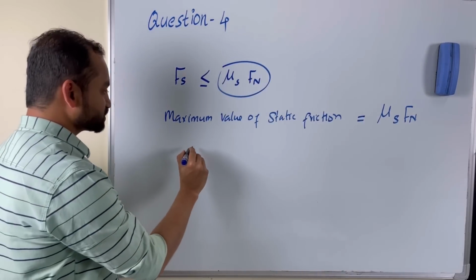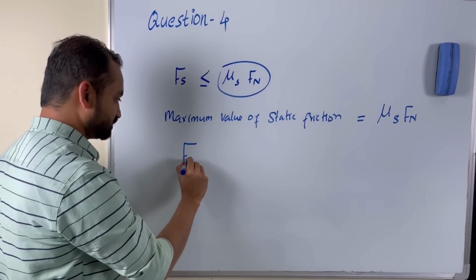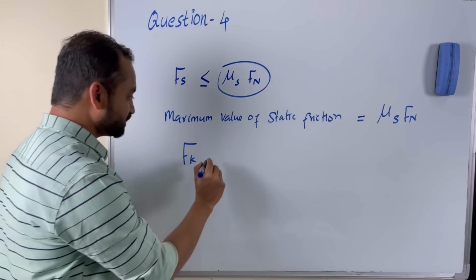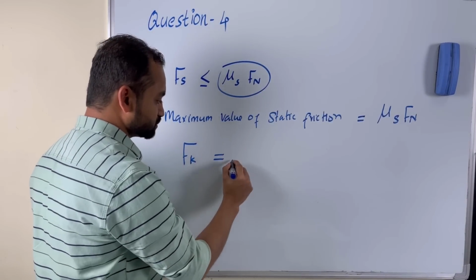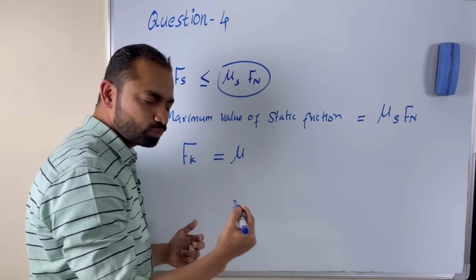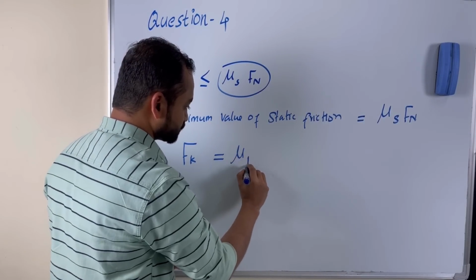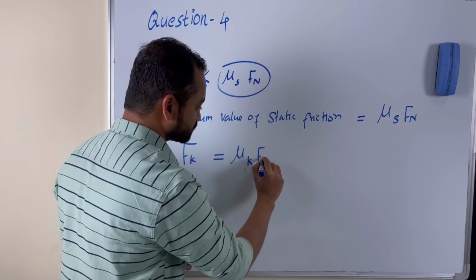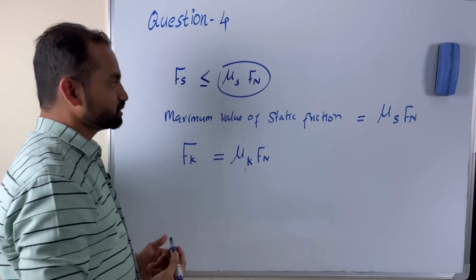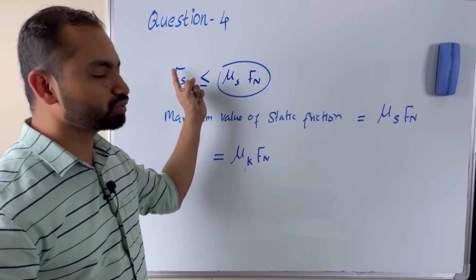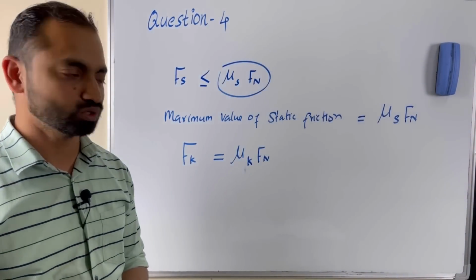And what is the equation to calculate kinetic friction? Kinetic friction, I will just represent as Fk. The equation to calculate kinetic friction is, kinetic friction will always be equal to the coefficient of kinetic friction multiplied by the normal force. So in both equations you can see the frictional force is directly proportional to the normal force.